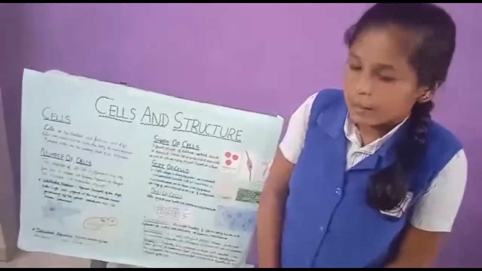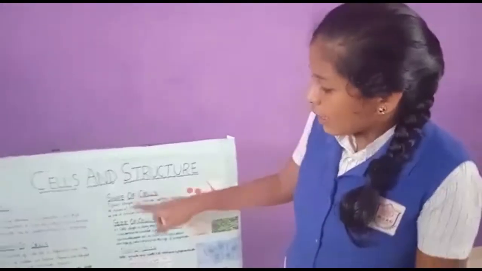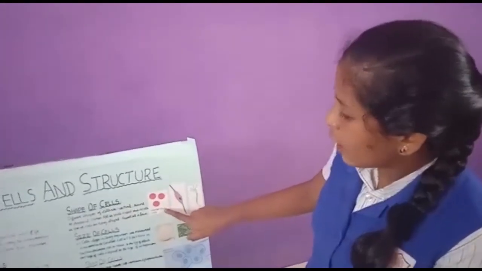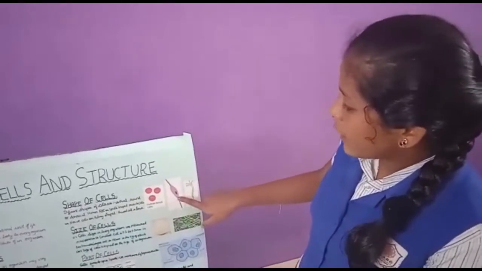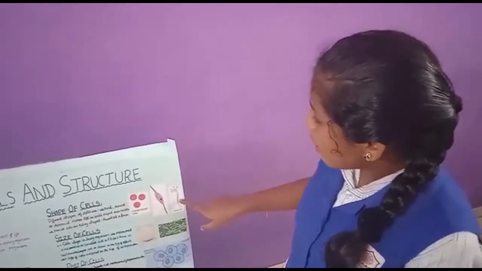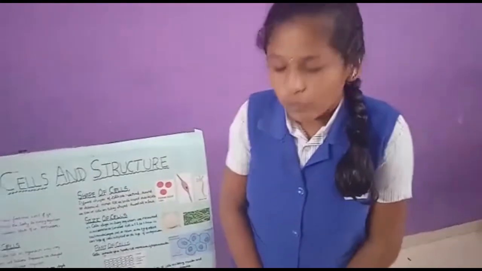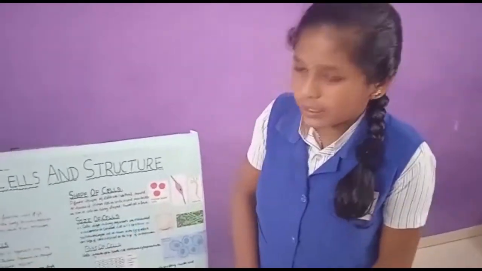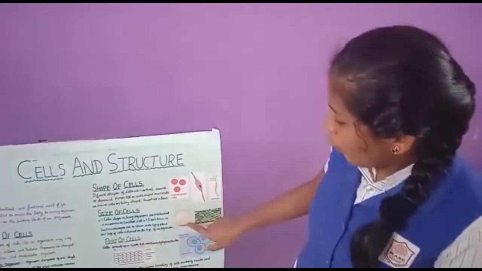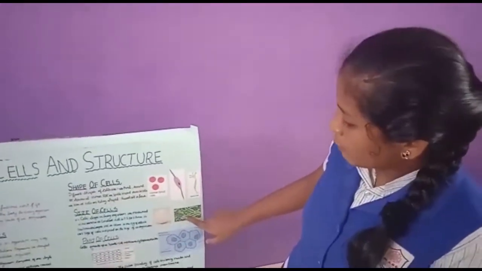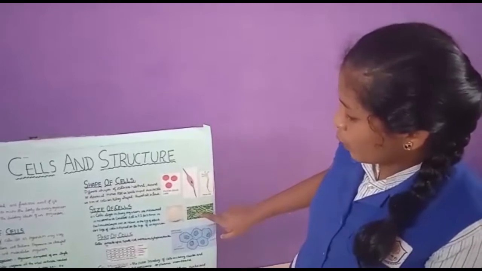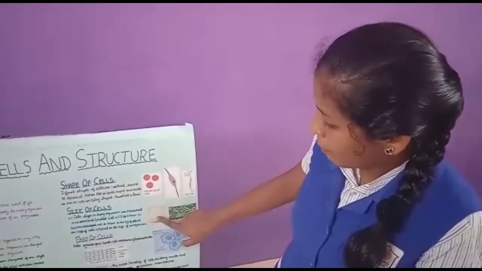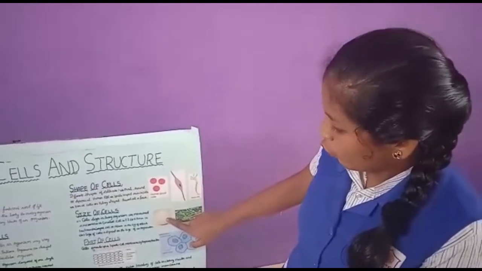Examples: plants and animals. Shape of a cell. Different shapes of cells are oval, round or spherical, spiral shaped, muscle cell and nerve cell. Size of a cell. The size of a cell in a living organism is measured in micrometers. The smallest cell is 0.1 to 0.5 in bacteria. The longest cell, 170 mm, is the egg of an ostrich.